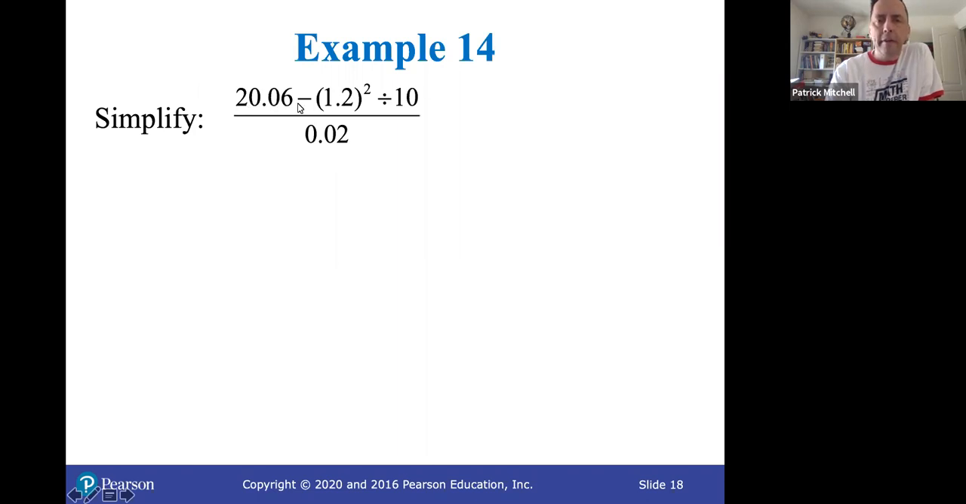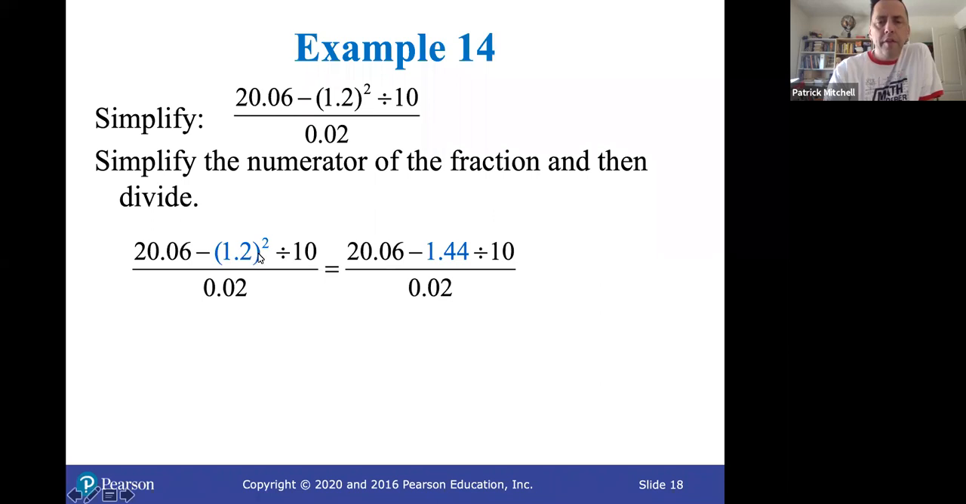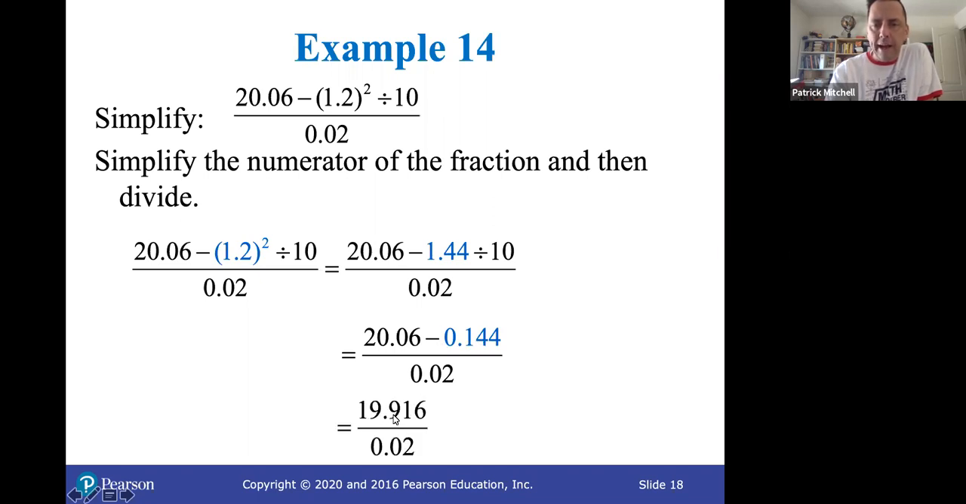So out of all these things, there's a subtraction, an exponent, and a division. We should do the exponent first. The square of 1 and 2/10 is 1 and 44 hundredths. So now we have subtraction and division. The division comes next. We're dividing by 10. That's going to move the decimal point 1 place to the left. So that becomes 144 thousandths. Now we'll do this subtraction. That comes out to 19 and 916 thousandths. And when you divide that by 2 hundredths, you get 995 and 8 tenths.